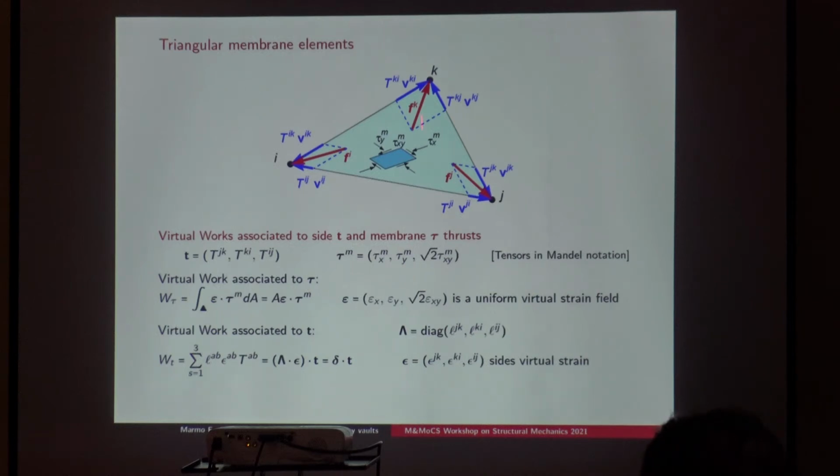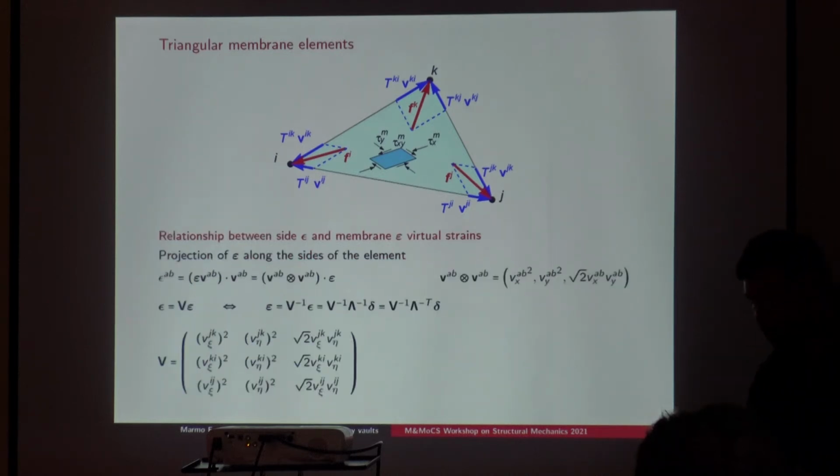And since everything is constant on the triangle, this work is easily computed as the area of the triangle times the dot product between these two tensors. And then the virtual work associated to the thrust values in branches is simply the length of each branch times the elongation of the branch times T, which is the thrust into the branch.